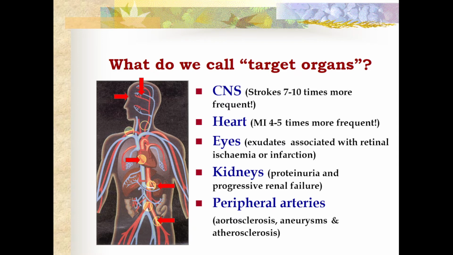Third target organ, eyes: exudates associated with retina, ischemia or infarction, papillary edema. Kidneys: affection associated with proteinuria and progressive renal failure. Peripheral arteries: affection associated with development of atherosclerosis, aortosclerosis, formation of chronic aneurysm.